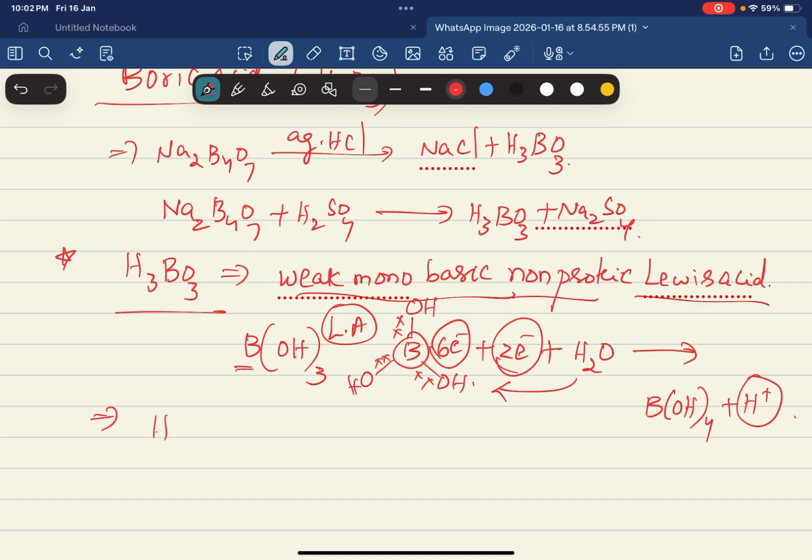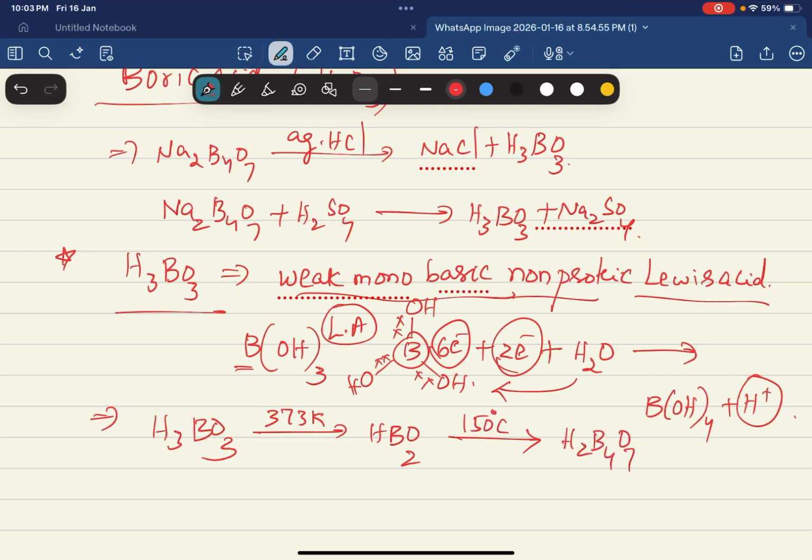And finally, H3BO3 can make intermolecular hydrogen bonding, and also on heating at different temperatures: at 373 kelvin we get HBO2, and over 150 degrees Celsius we get H2B4O7, which is nothing but tetraboric acid. And on strong heating, meaning at high temperature, it will give B2O3. So this is also important.